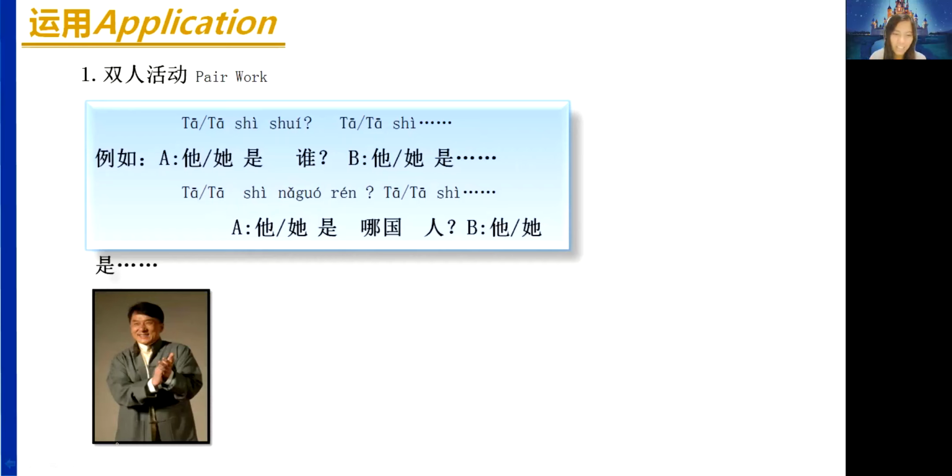他是 Jackie Chan, the English name, I don't know his Chinese name. His Chinese name is Cheng Long. Cheng Long, I see. Wow, a dragon, okay? 他是 Cheng Long. 他是美国人. Oh, no, 中国人. What am I saying? 他是中国人. To say famous, I would say 明星. Movie star, 影星.